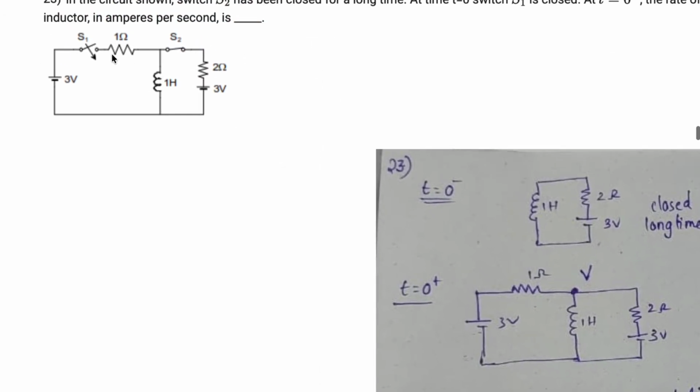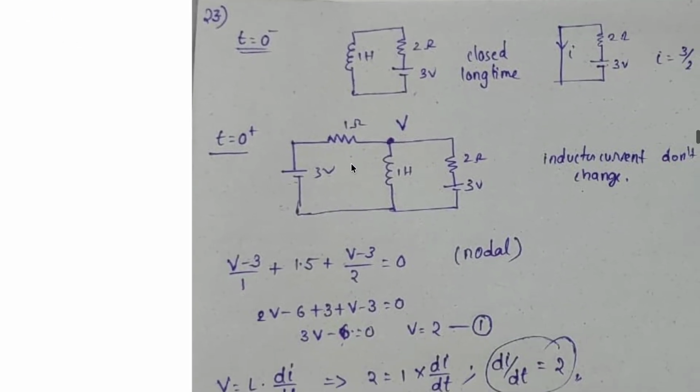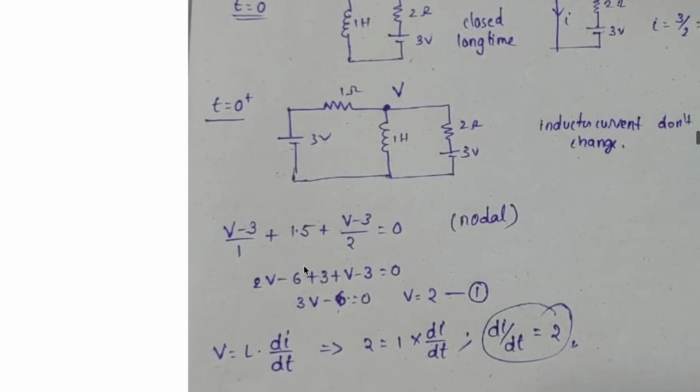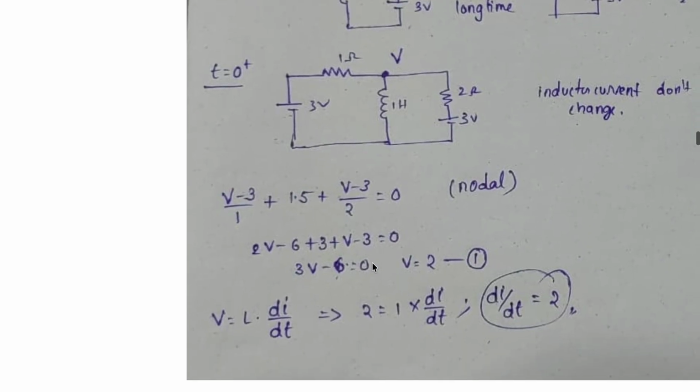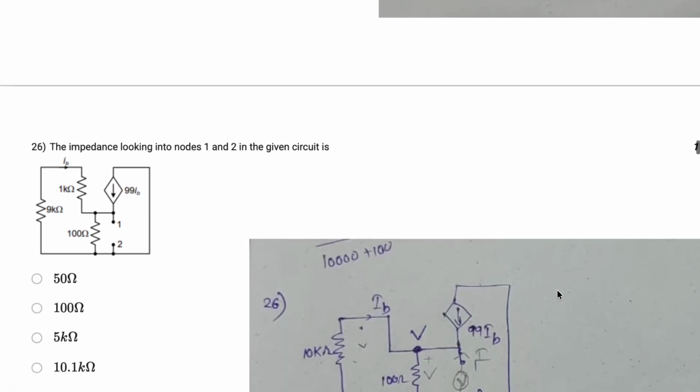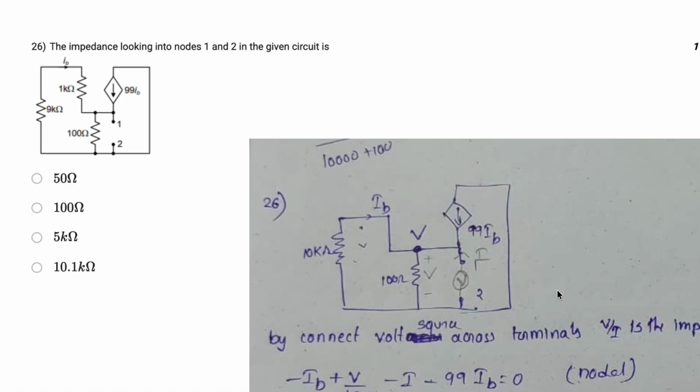Here both switches are in the on condition, so S1 and S2 are closed. By considering a node voltage V and doing nodal analysis, we get the voltage as 2. The voltage across the inductor is V is equal to L into di by dt. So 2 is equal to 1 into di by dt, since it is given as 1 henry. So di by dt is equal to 2. That's the answer.